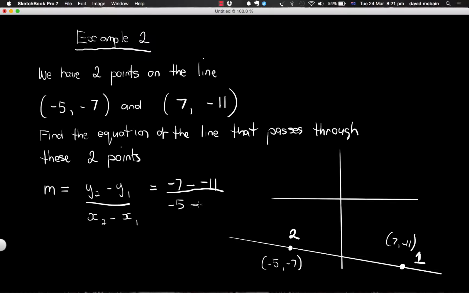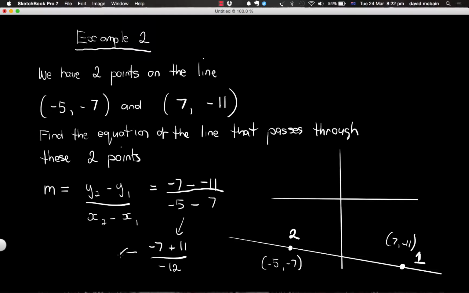And minus, because the formula says minus. Now x1 is 7. So let's simplify that. So that's going to be, just going down here, -7 plus 11. Remember, double negative means double positive, or just a positive, so it's plus 11 over -5 minus 7 is minus 12.